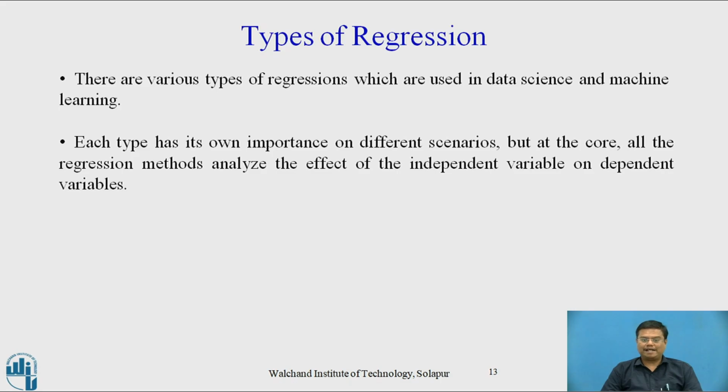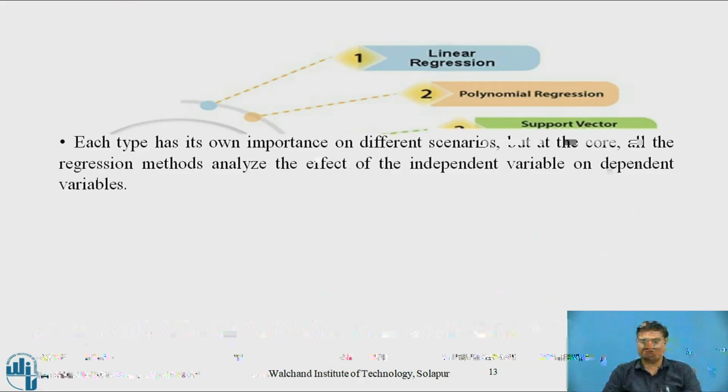So we are going to see the types of regression. There are various types of regression which are used in data science and machine learning. Each type has its own importance in different scenarios, but at the core all regression methods analyze the effect of independent variables on the dependent variable. So we have to take the independent variables and from those we have to predict, we have to achieve the target, that is the dependent variable. So these are some of the types of regression.